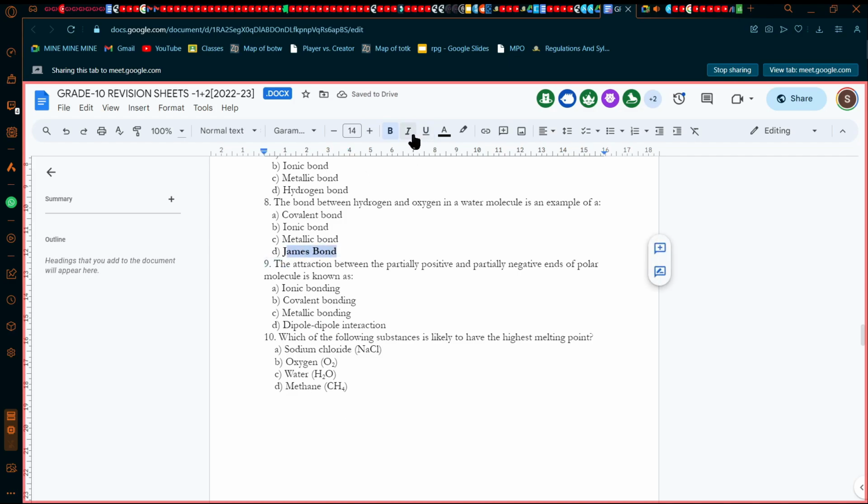Put it in italics also. I forgot the J, bro. Underline it also. Why not? It's the correct answer, James Bond. Actually, I'll make it even worse. Different font color, increase the font size. Wait, I'm customizing. Bro's gonna put it in Comic Sans.